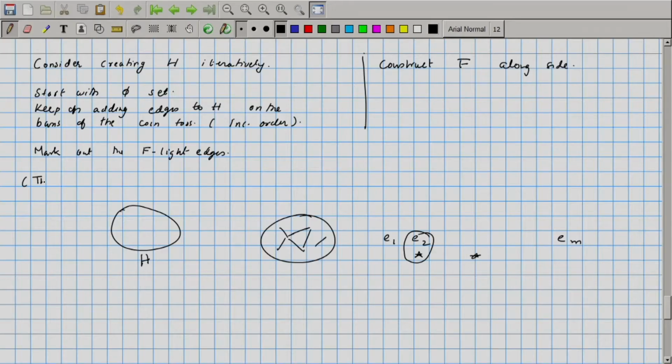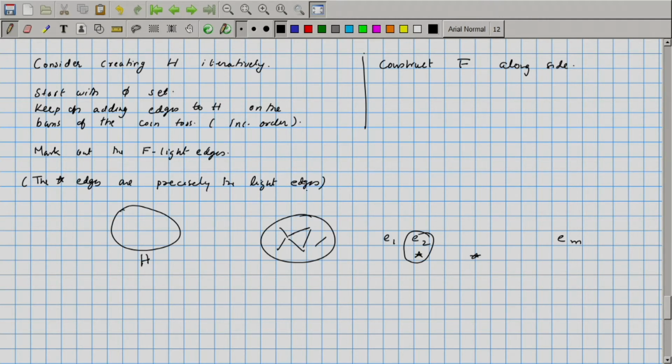In the sense, we will first check the edge. If the edge can be added successfully without creating a cycle in F, we will mark it out. And after marking it out, we toss a coin. If the toss results in a head, we will add that to the set H, and that edge surely would be there in F as well. Okay. But note that the starred edges are precisely the light edges.